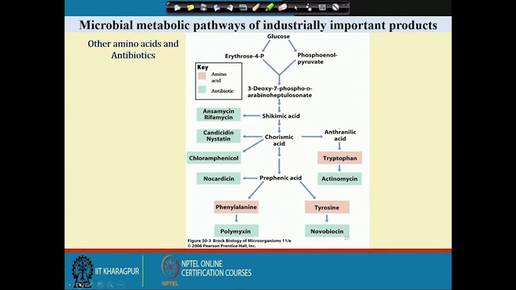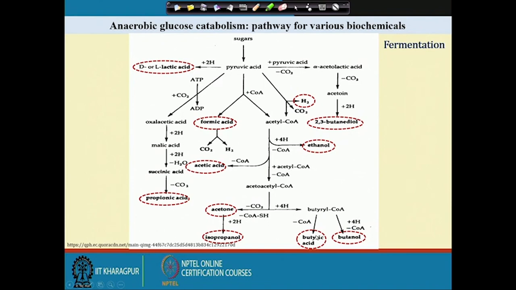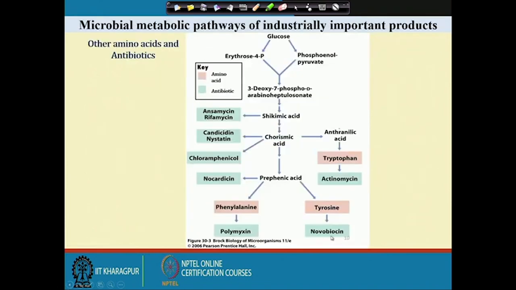Other industrially important products are, for example, different types of antibiotics. One antibiotic is novobiocin. Actinomycin is another antibiotic. So different types of antibiotics, how they form, has been shown here.